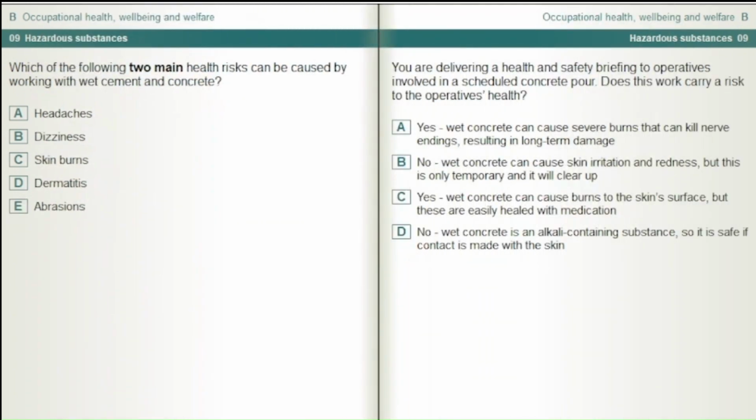Which of the following two main health risks can be caused by working with wet cement and concrete? Headaches, dizziness, skin burns, dermatitis, abrasions.